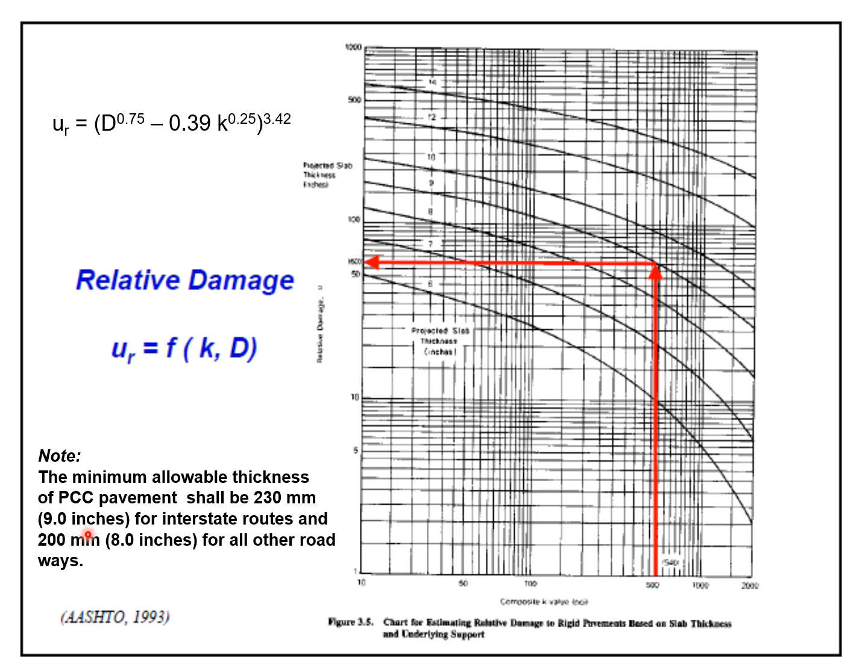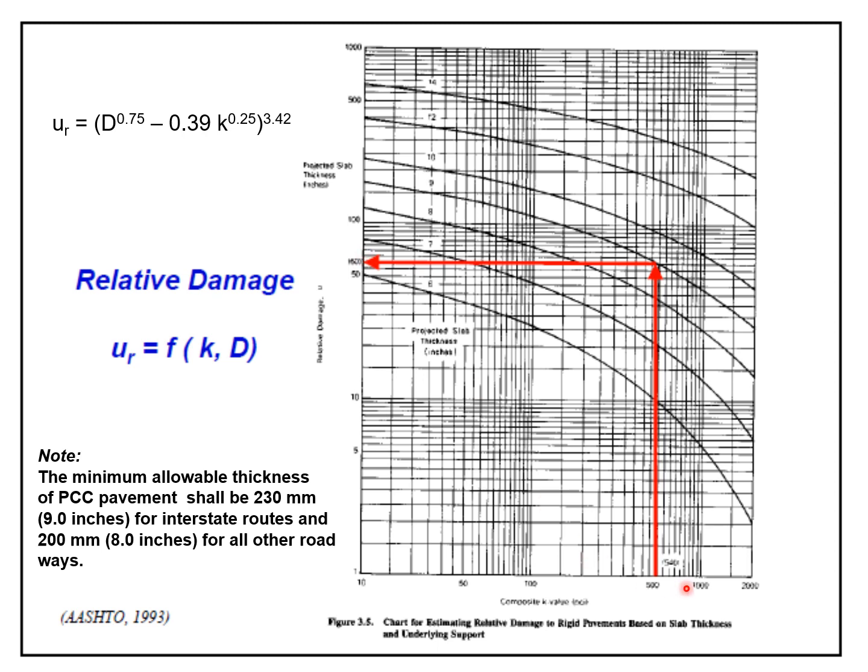So you can see, in this particular case, if the modulus of subgrade reaction is this one and the minimum thickness of the concrete slab that we are considering is 9, you can see that the relative damage value comes out this much. This is in percentage, but it will be considered as a fraction.